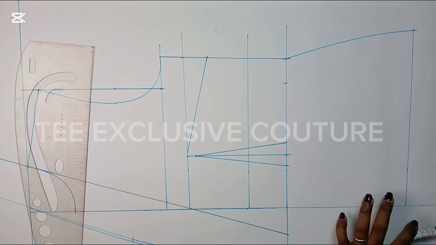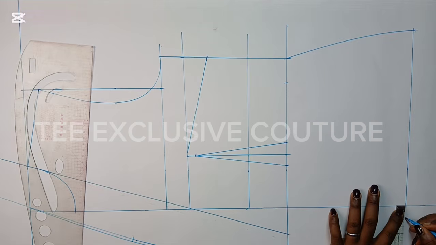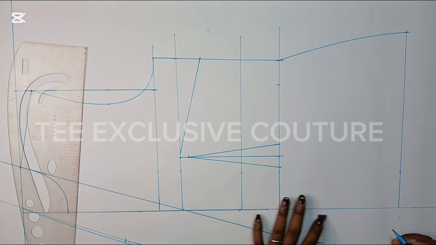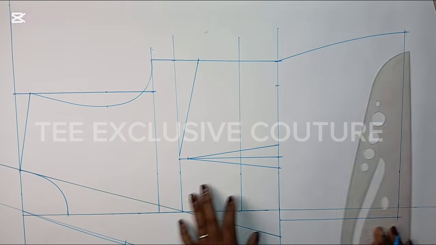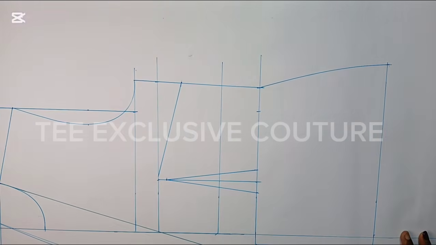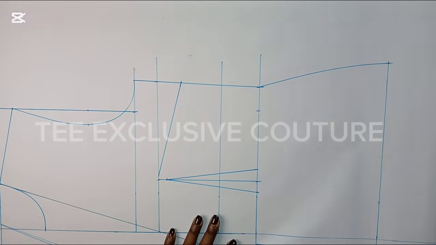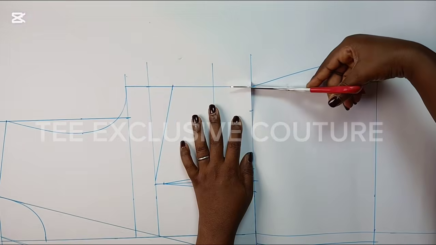So from the waistline down to the hem, now I added a 0.75-inch allowance for the button allowance here, so you just go ahead and connect it together. Now that we are done with the drafting, we can proceed to cut out our pattern.